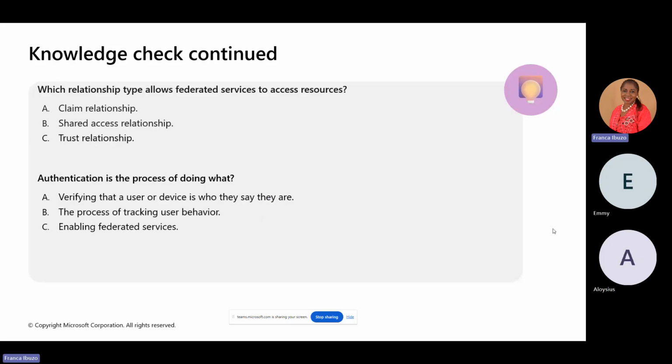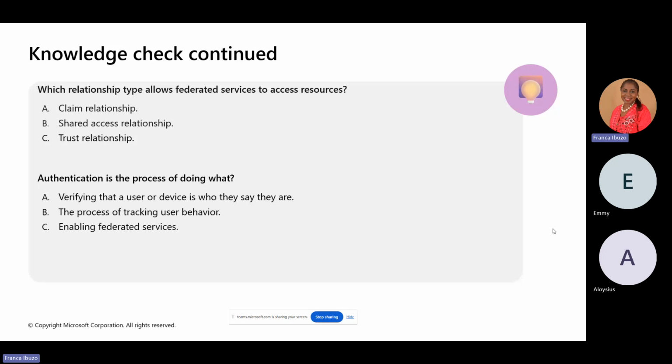Emma, do you agree with him? Yeah, I agree with him. Initially, when I looked at it, I thought it was shared, but on a second thought, remember, before you share, you have to trust. C is the answer, trust relationship. Do you agree with him now? Yes. Okay, so both of you are saying trust relationship.